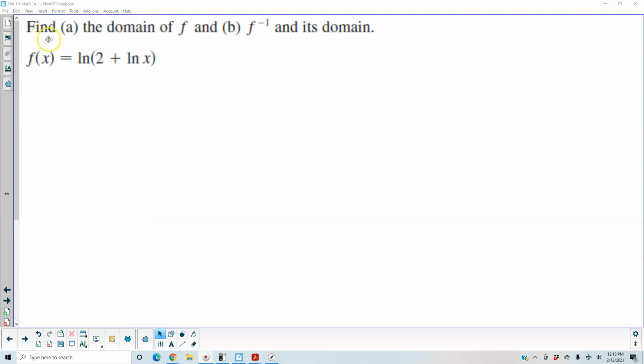Okay, so for here we want to find the domain of the function f and then the domain of f inverse. So for part A, we want to find the domain of f.